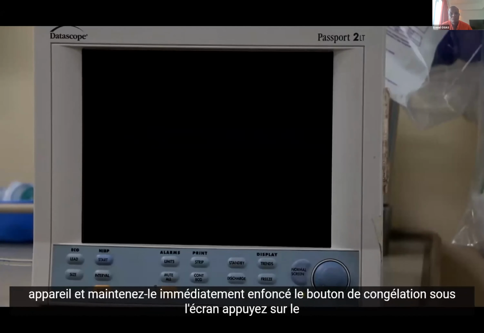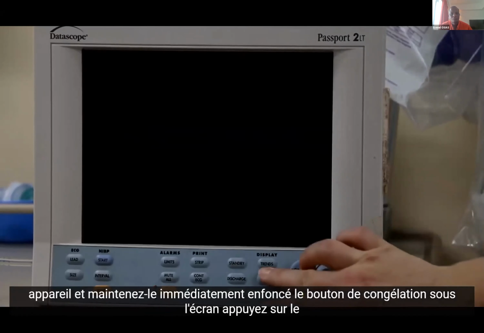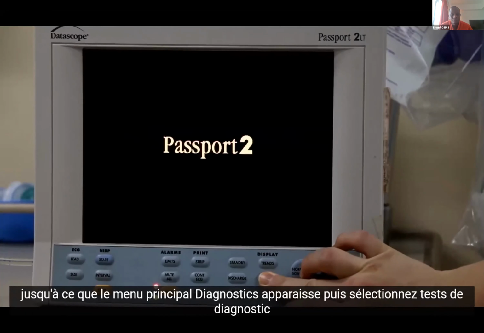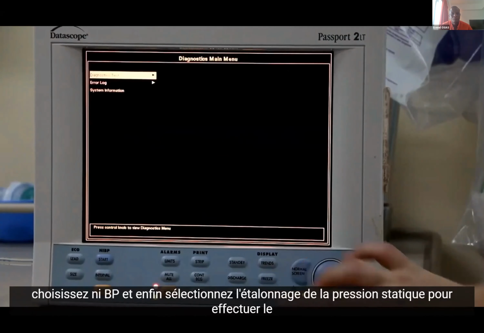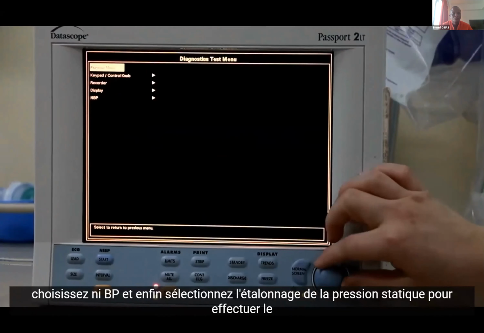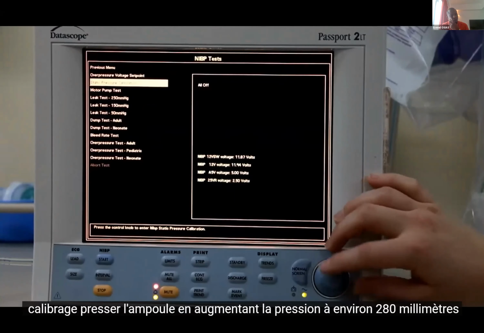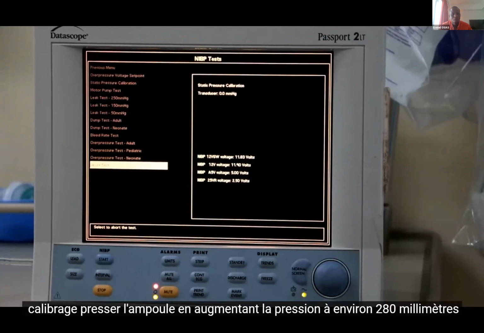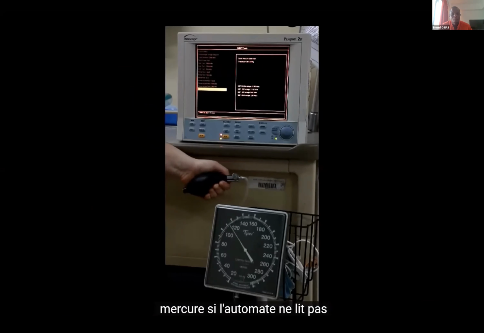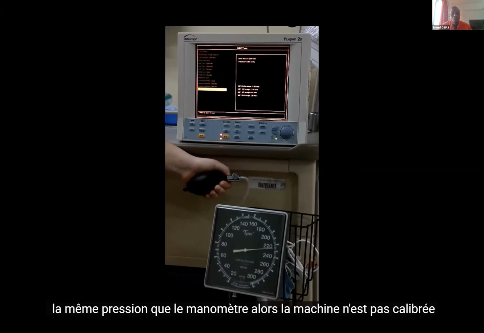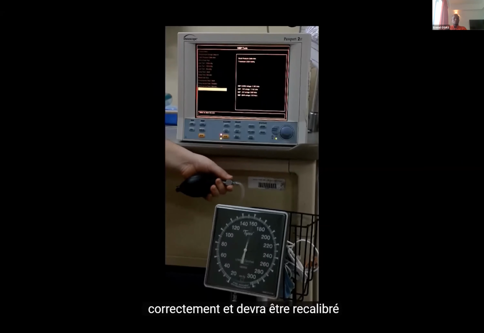Turn on the device and immediately hold down the freeze button under display. Press the button until the diagnostics main menu comes up. Then select Diagnostic Test, choose NIBP, and finally select Static Pressure Calibration. To perform the calibration, squeeze the bulb, increasing the pressure to about 280 millimeters mercury. If the automated machine does not read the same pressure as the manometer gauge, then the machine is not calibrated properly and will need to be recalibrated.